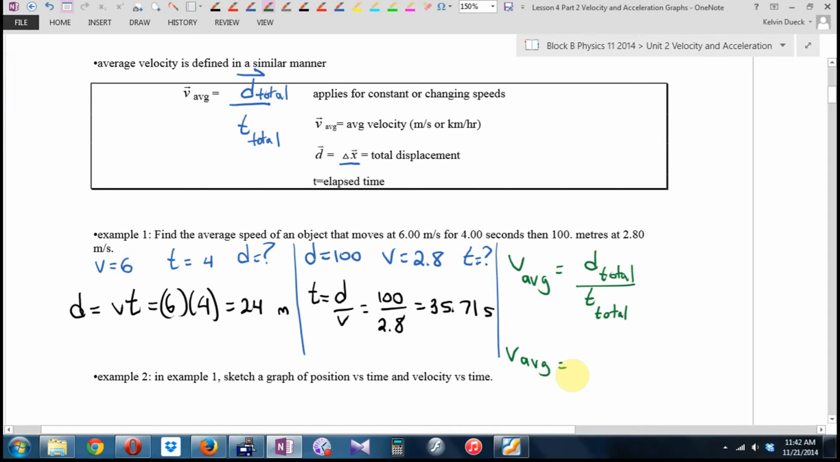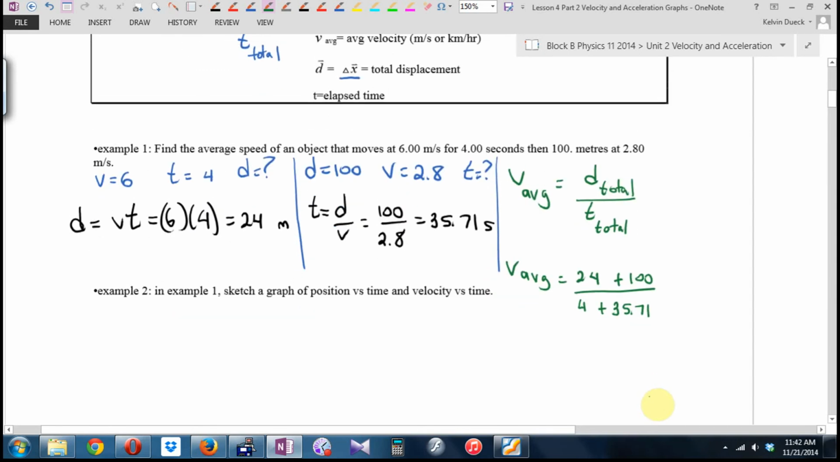How far did we travel in the first trip? Plus, how far did we travel in the second trip? 100. Over time. How long did we travel for in the first trip? 4 seconds. Plus, how long did we travel for in the second trip? Much longer, apparently. 35.71.